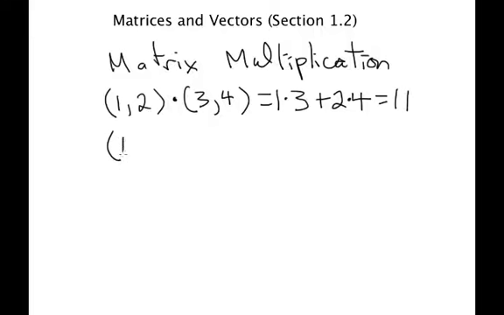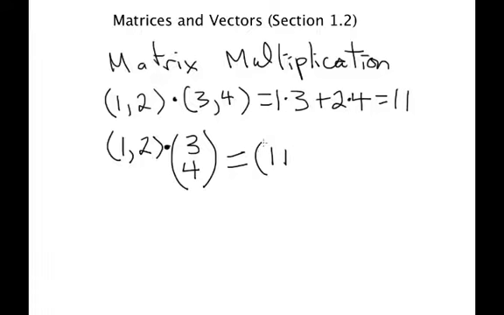Now, I can write the same dot product where I write the second vector as a column vector, and I still have the same dot product. This is 11. And that's basically our first example of matrix multiplication, and general matrix multiplication is just built out of a bunch of those. So here's an example.